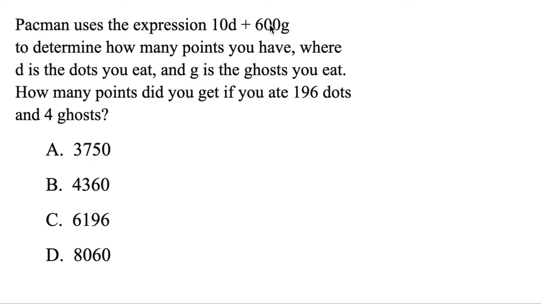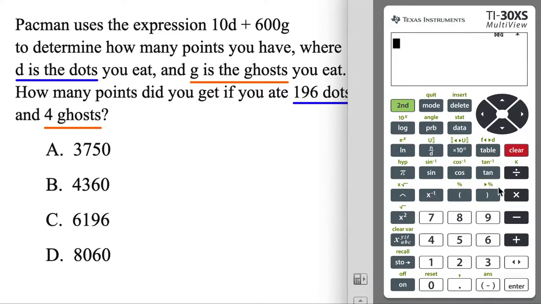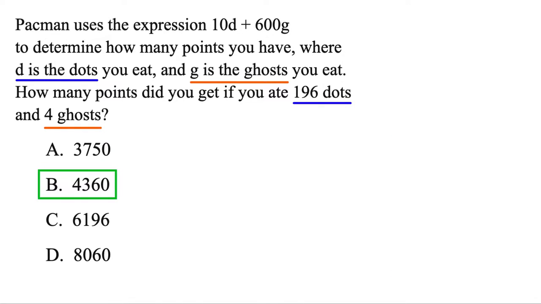Pac-Man uses this expression to find how many points you have, where D represents the number of dots that you eat, and G the number of ghosts. How many points did you get if you ate 196 dots and 4 ghosts? So all we need to do is type this into the calculator. We're just going to change D to 196 and G to 4. Let's see what that gets us here. So we got 10 times 196 plus 600 times we ate 4 ghosts. 4360, that's the number of points we got, and that's it.